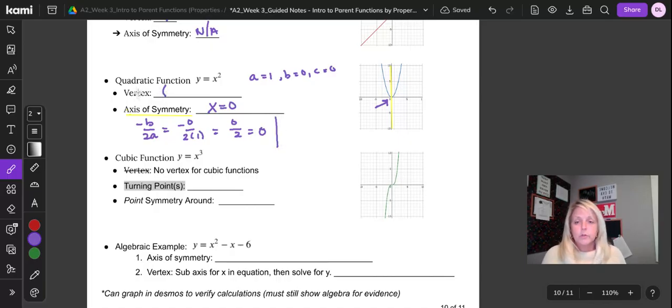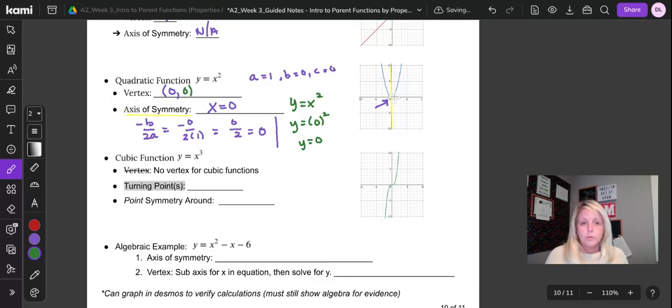Then in order to find the vertex, we're going to substitute in our x value and find the y value. So for my vertex, I know that I'm at 0 for my x coordinate. I just have to find my y coordinate. If my equation is y equals x squared, my x value is 0 because I know that from my axis of symmetry. So you're going to substitute 0 for x and then simplify, and that tells me my y coordinate. So my vertex is at 0, 0, which we can confirm on the graph right here. And my axis of symmetry is x equals 0, a vertical line cutting that parabola in half.